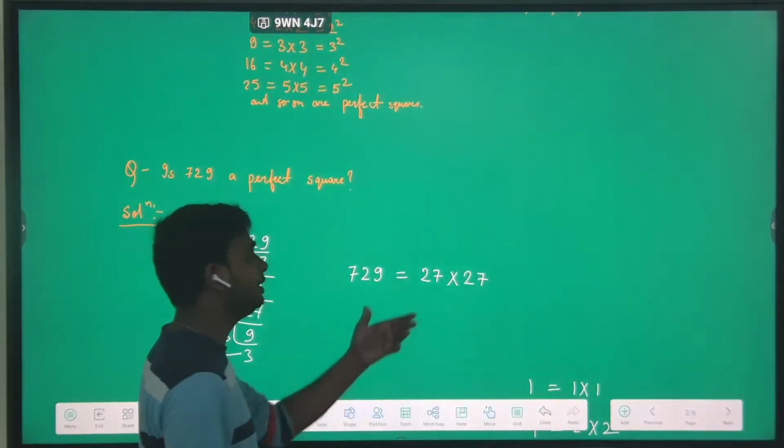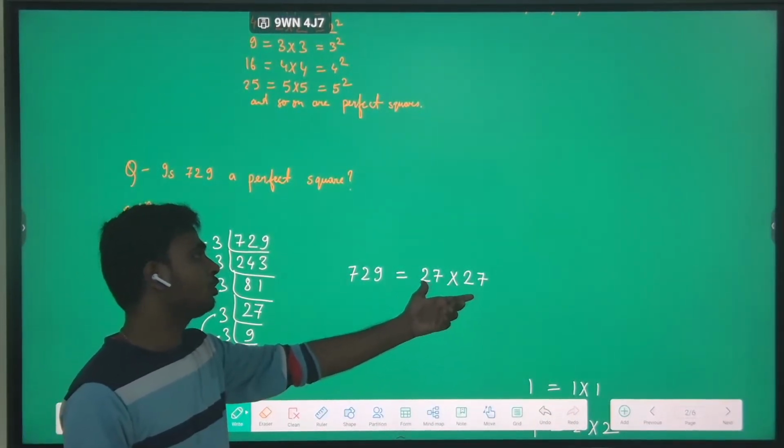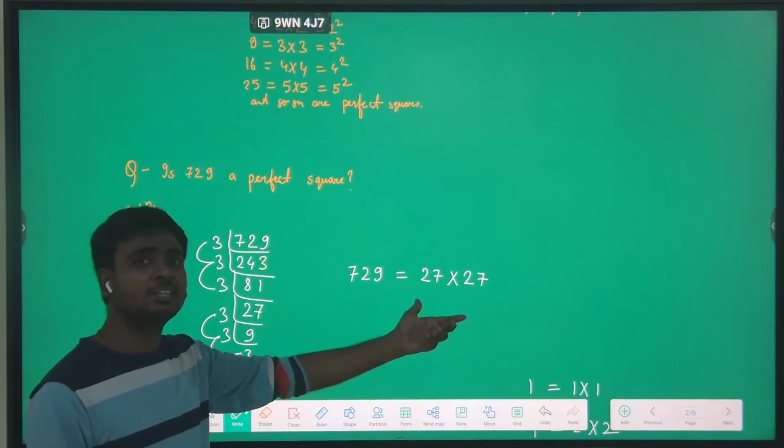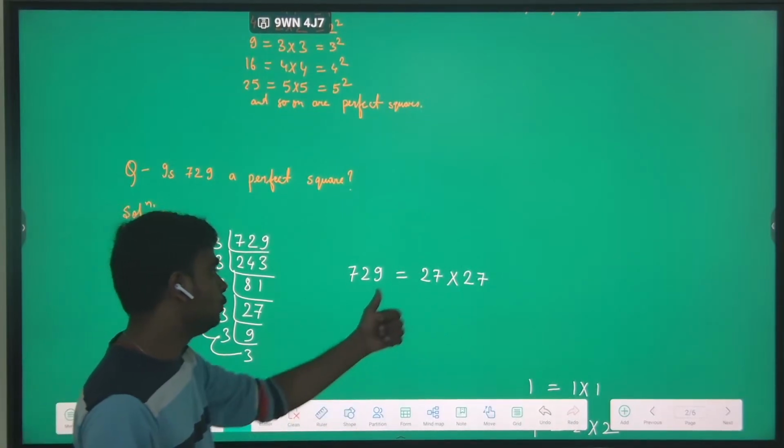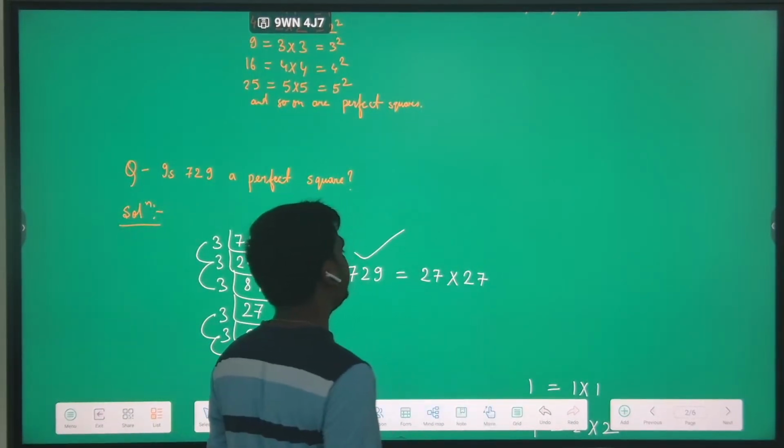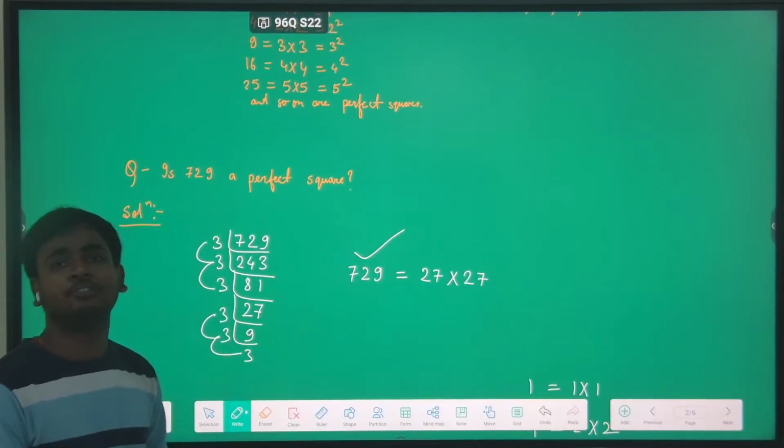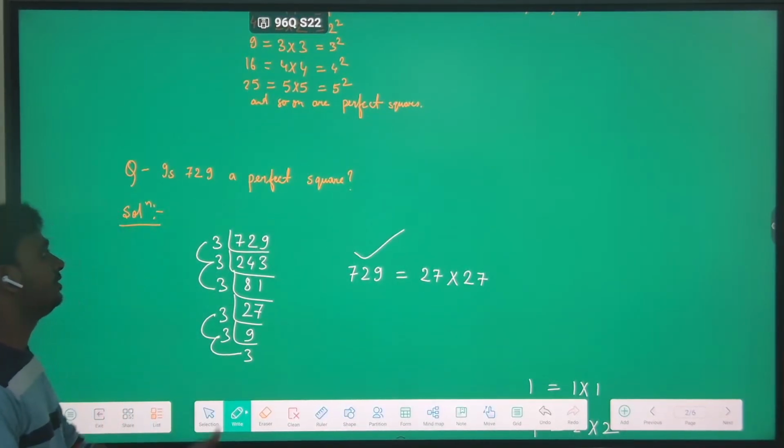So it has been represented as the product of two factors which are the same. So we can say that 729 is a perfect square.